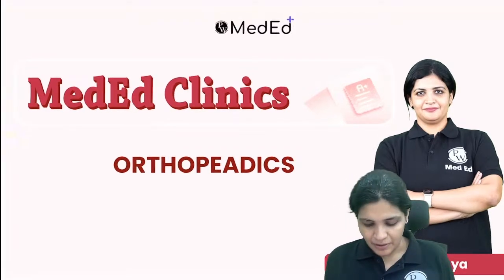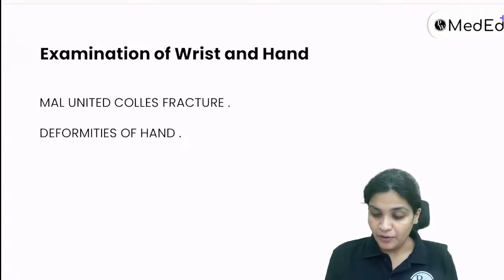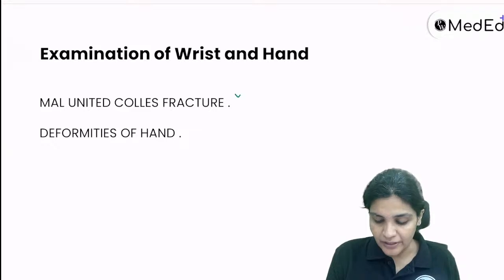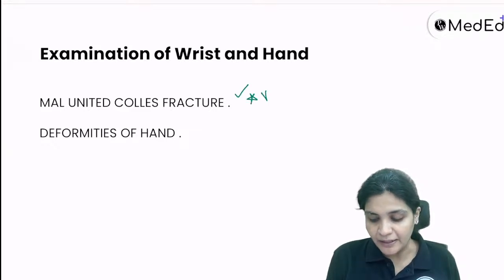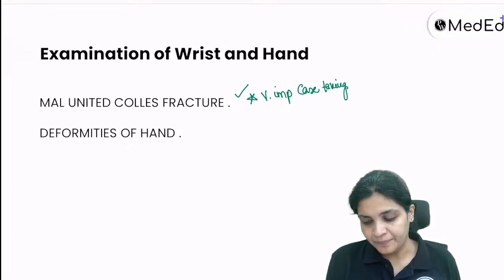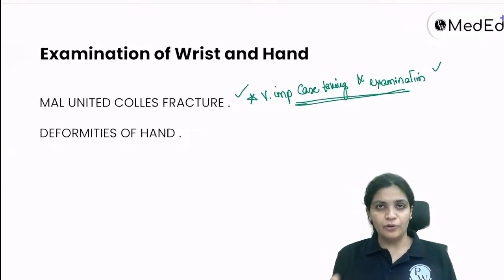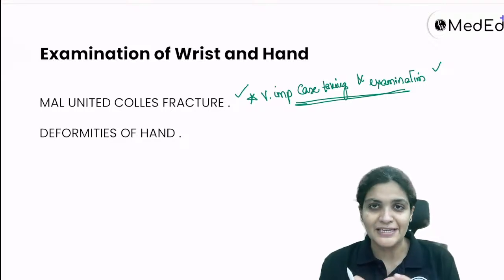Today we are going to discuss the examination of the wrist and the hand. This is also very important from the exam perspective because the malunited Colles fracture is a very important case for you all. There are not many points to remember, only a few of them. But if you remember those few, you would really do this case well.